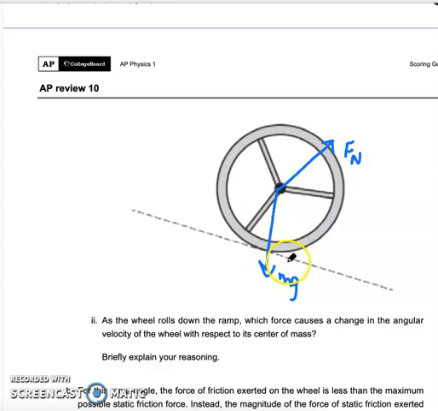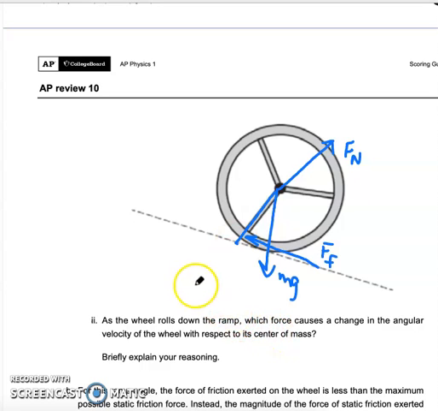And then there is friction, and the friction acts along the bottom here. Okay, whoops, that should be more tangent. So I think I misspoke and said it goes through the center. You put the arrows where they're acting. So these two are acting, I should say the normal force is acting down here. Okay, it's acting at the contact, force of friction at contact, but mg is acting at the center of mass. Okay, and then as the wheel rolls down a ramp, which force causes a change in angular velocity of the wheel with respect to its center of mass?